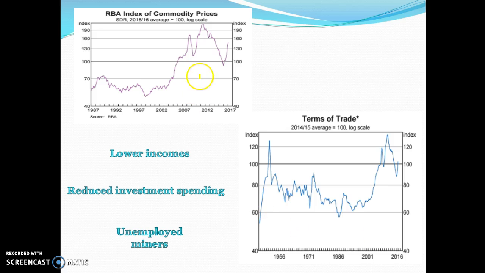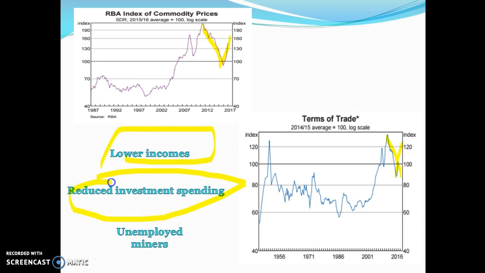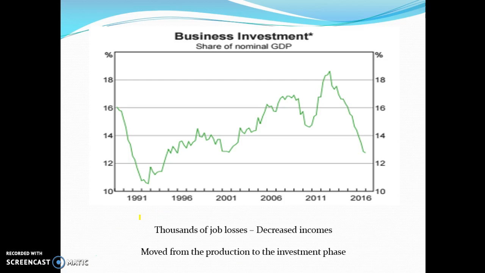As you can see, in recent times, the commodity prices fell, and that was synonymous with a fall in the terms of trade. In recent times, as the price of coal and iron ore has started to increase again, the terms of trade has increased as well. The lower terms of trade often leads to lower incomes, reduced investment spending, and unemployment in the mining sector. We'll talk about that in the next video.